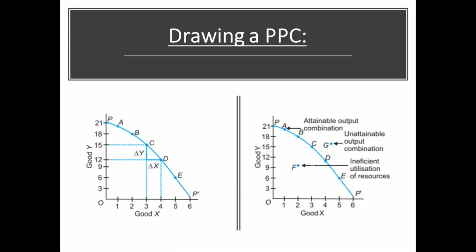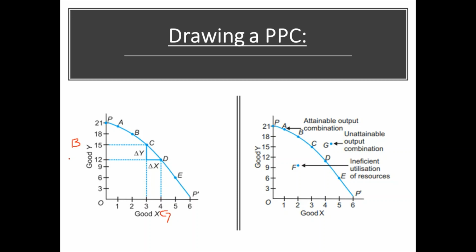Now we'll see how a production possibility curve is made out of that. We plot all the points on the graph. On the x-axis we have taken good X, or you can name it any good, like we took guns and butter. Let's say we are taking guns on the x-axis, and butter on the y-axis. You can take X and Y, anything you find easier.